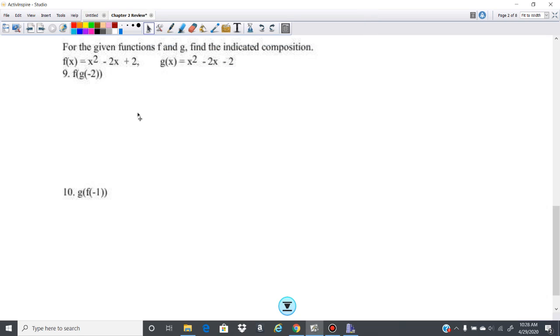Okay, more composition functions for 9 and 10. Here you have f of g of -2. So again, because this is given to you with a number inside, we're going to start with the g of -2. So I have g of x is x squared minus 2x minus 2. So g of -2, we're going to plug a -2 in for those x values. So -2 squared minus 2 times -2 minus 2. And then we're going to simplify that.